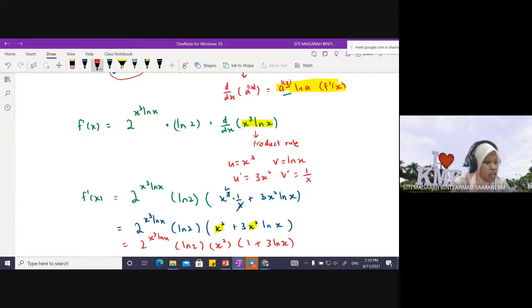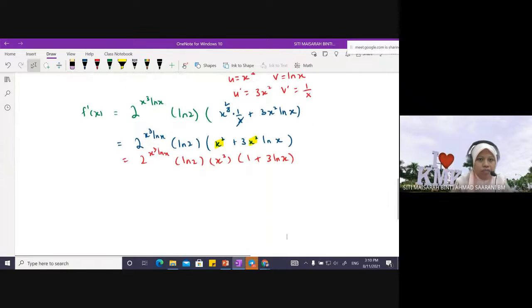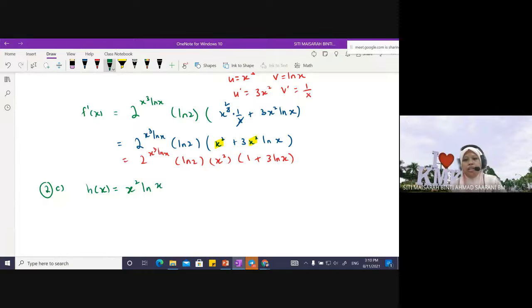Then for question C. Given is h(x) equals x square ln x. What rule should we use? Product rule, okay.